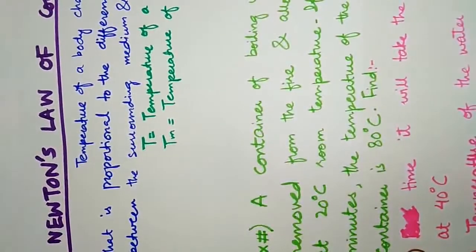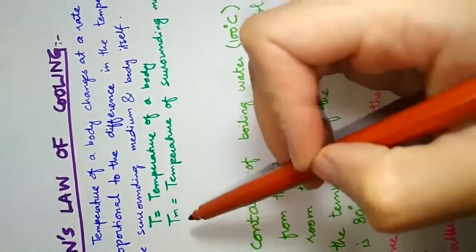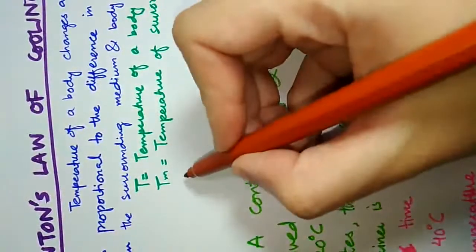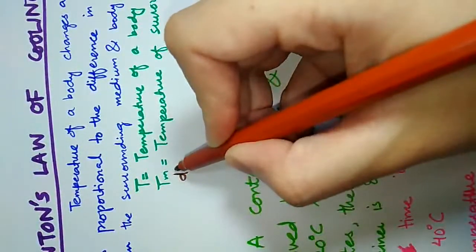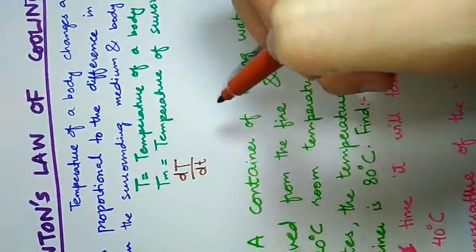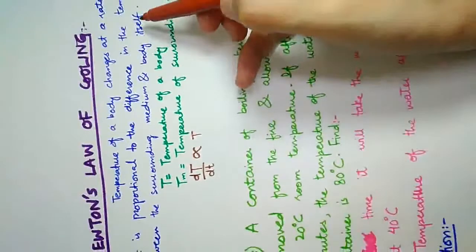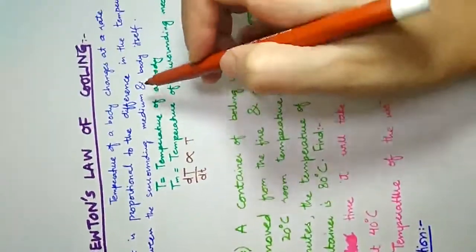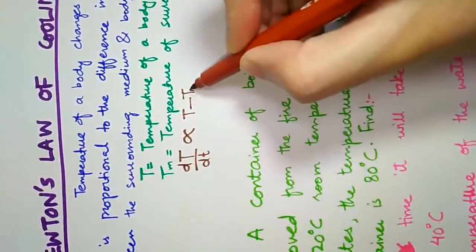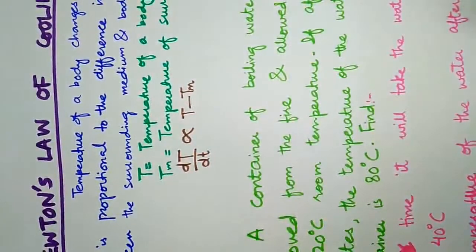So let T be the temperature of the body and Tm the temperature of the surrounding medium. So the temperature of the body changes at a rate, that means dT by dt, where t is time, and that is directly proportional to the difference in temperature between the surrounding medium and the body itself. So difference between the temperature of the body and the temperature of the surrounding medium. So that is Newton's law of cooling, right?